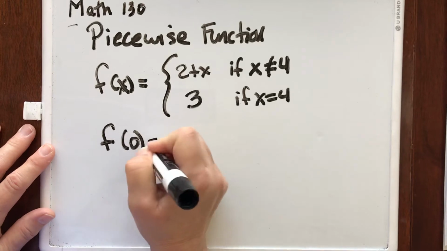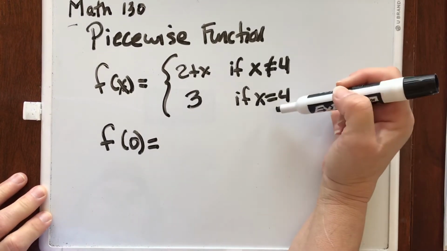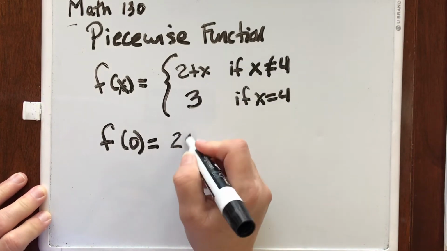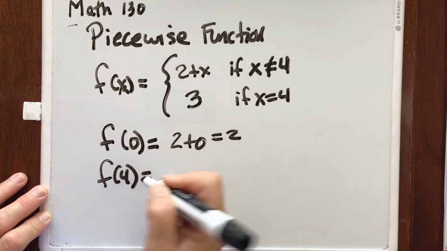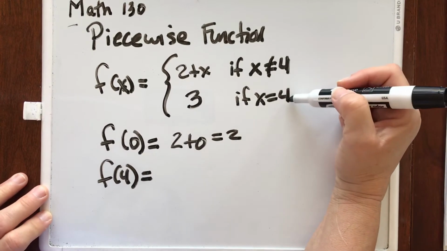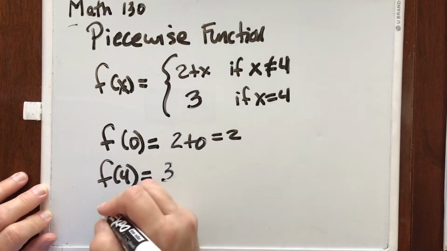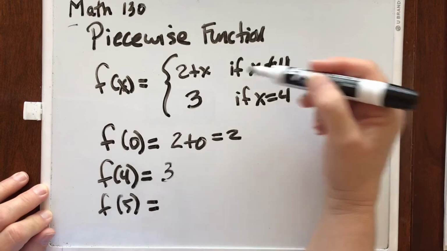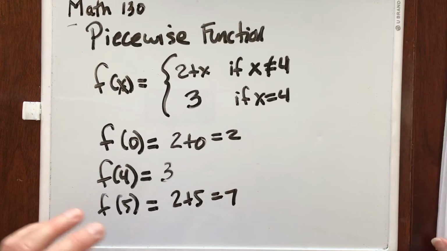If I evaluate f of 0, is 0 not 4 or 4? 0 is not 4, so we're going to put it right in here. 2 plus 0 equals 2. Now let's look at f of 4. We ask ourselves, is 4 not 4? That's silly, right? It's 4, so we say it's 3. F of 4 is 3. Okay, so let's do f of 5. F of 5, of course, is not 4, so we're going to put 5 in there. 2 plus 5 equals 7.